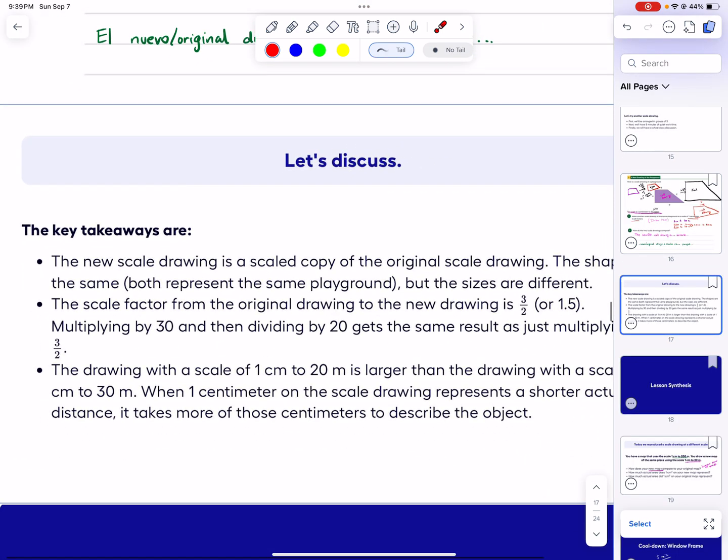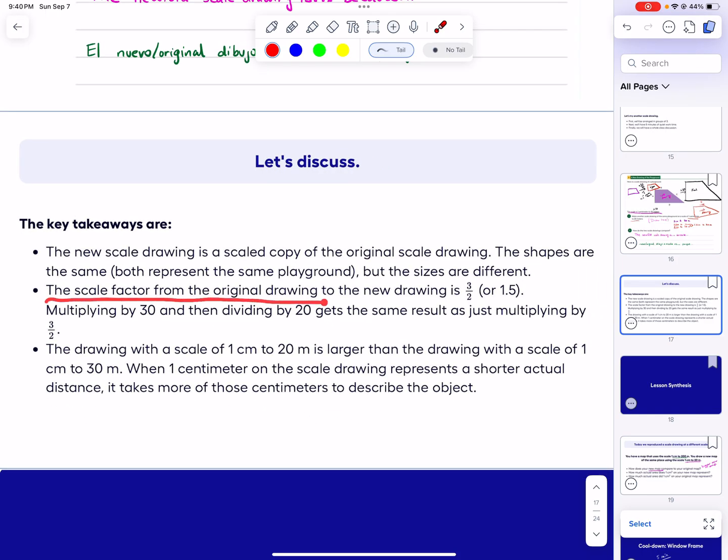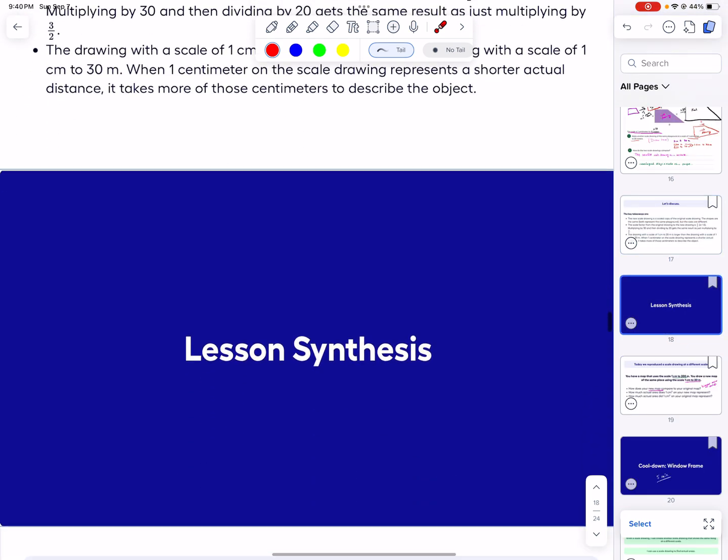So key takeaways here. The new scale drawing is a scale copy of the original, is what we just said right now. The scale factor from the original drawing to the new drawing is 3/2. We just figured that out. You multiply by 30 and then divide by 20 to get the same result as just multiplying by 3/2. The drawing with a 1 centimeter to 20 meters is larger than the drawing with a scale of 1 to 30 because it's smaller. Remember, it takes more 20s to get to what we need to get to. Because that means that the drawing has to be bigger. Yeah, I think that's pretty much it.